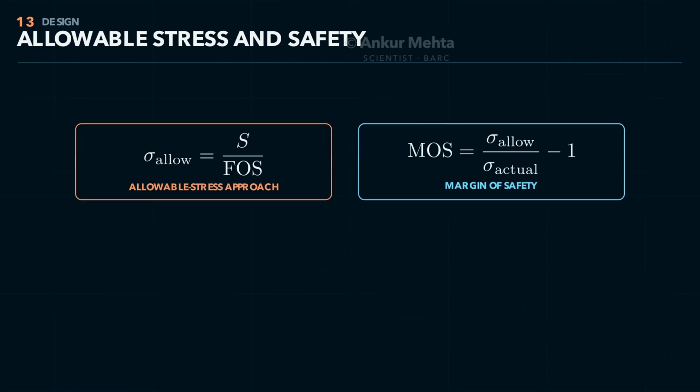Design compares stress demand with an appropriate material resistance. In a basic allowable stress approach, allowable stress equals a selected strength divided by a factor of safety. Yield strength is commonly relevant for ductile materials, while brittle design may use an appropriate ultimate or fracture-based limit depending on the code and failure mode.